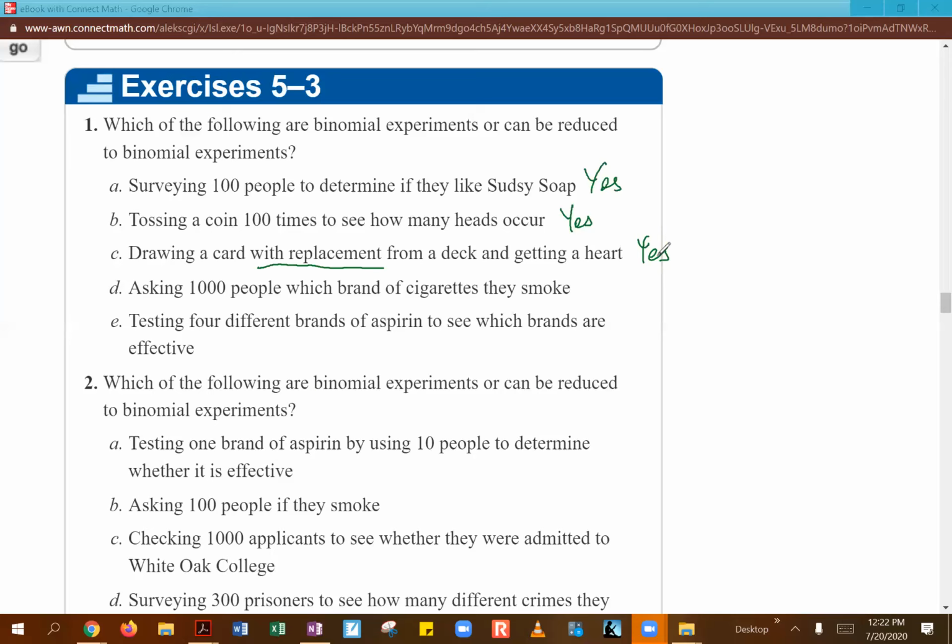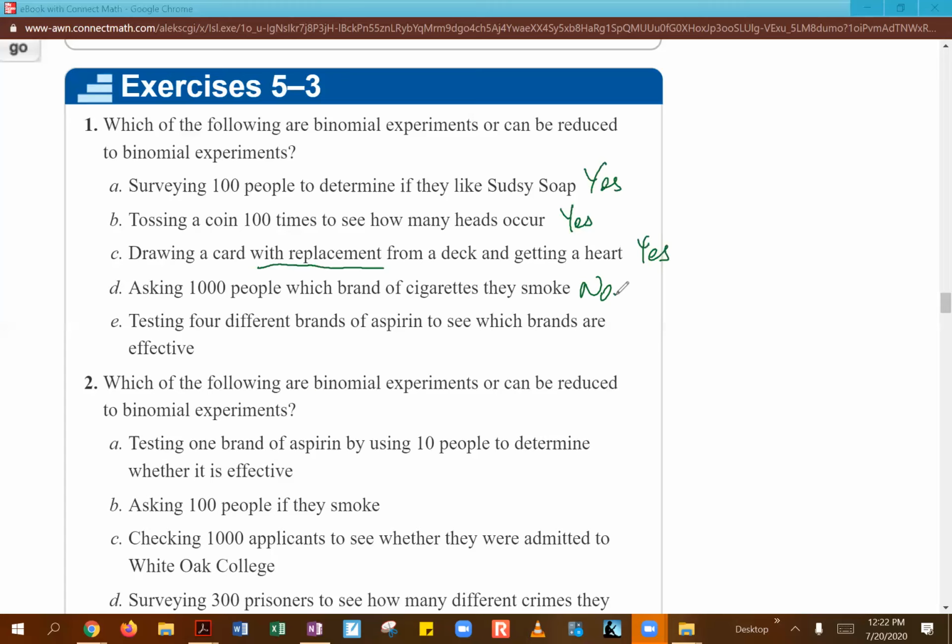Asking 1,000 people which brand of cigarettes they smoke. Kimberly, Jesus, you guys are saying no. Alexander, no. Okay, do you want to give me a reason why this couldn't be a binomial experiment? Yeah, very nice. That's kind of what I was thinking also, is that there are so many brands of cigarettes, because unlike the Satsi soap example, they're not saying, do you like this brand or you don't like it. So since there can be more than two brands of cigarettes, we cannot actually break this down into a binomial experiment. Very nice.